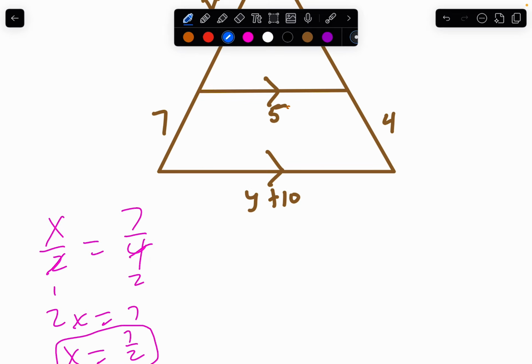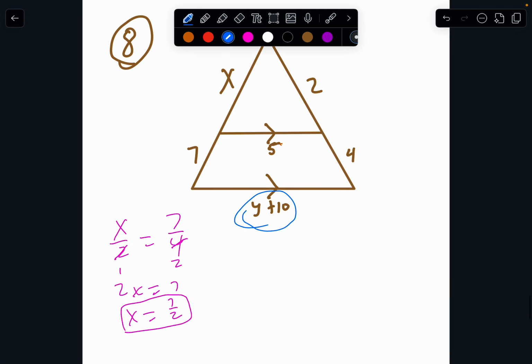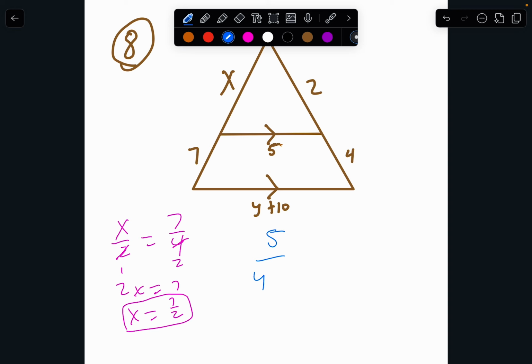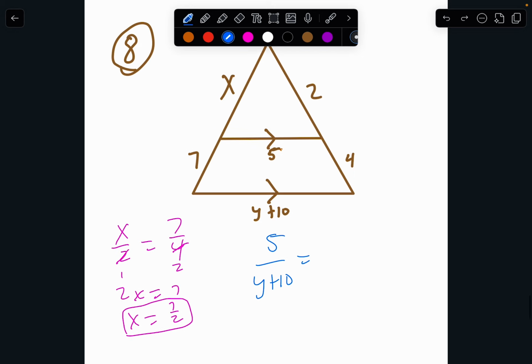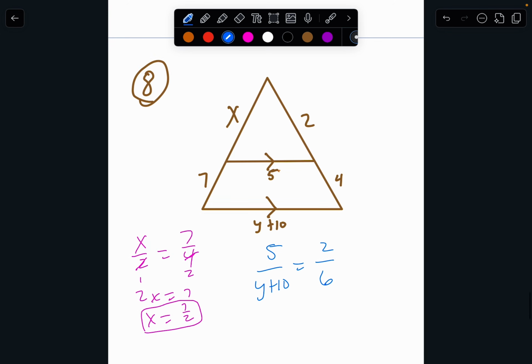Okay, but then we have a second situation where we have to solve for y. Parallel lines, we would have 5 over y plus 10. And I'm going to avoid this side because there's an x on it. I'm going to go with the side that has known quantities. 5 over y plus 10 is going to equal 2 over 6. There's no 6. Where's the 6? Listen, I understand. It's hard. It's okay.